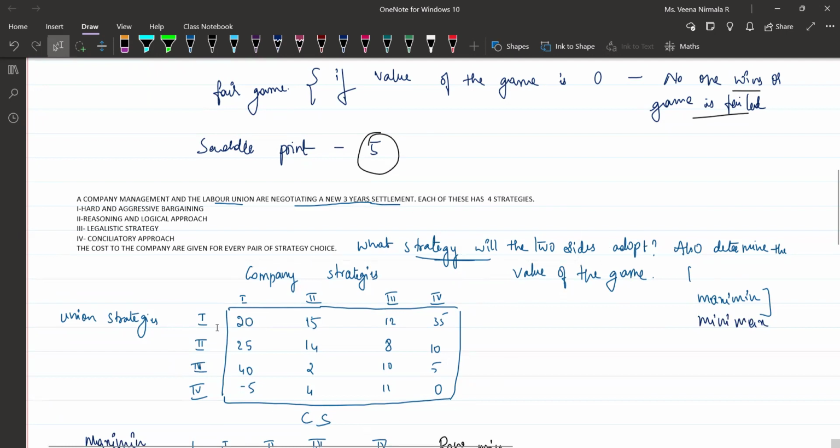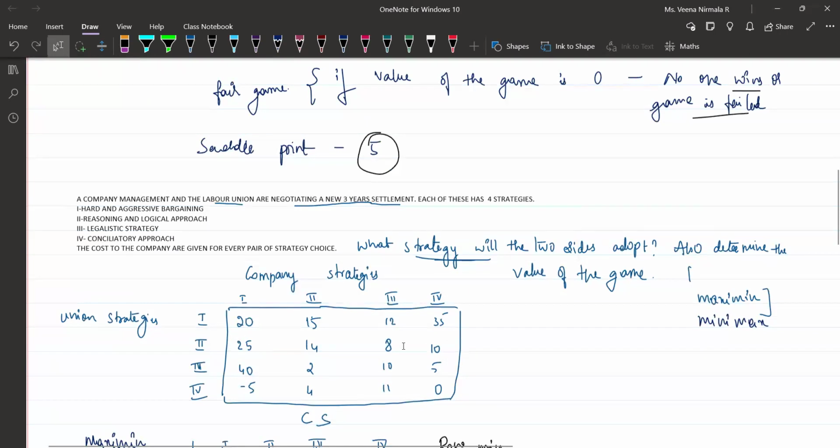So, for example, if you see, this is the cost of the company. It is given, okay? The company strategies are 1, 2, 3, and 4, and the union strategies are 1, 2, 3, and 4. So these are the costs. As I mentioned in some of the previous videos, the payoff, or the result that we need, is put as numbers in the table. For example, 20 is the cost. Here they have given the cost as 20.